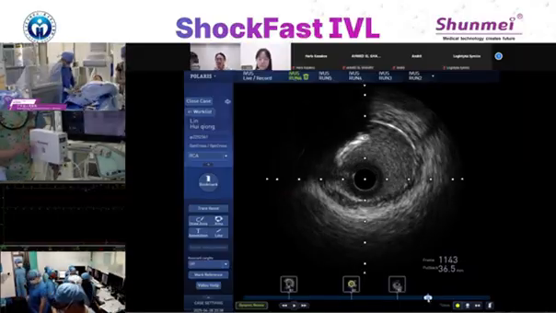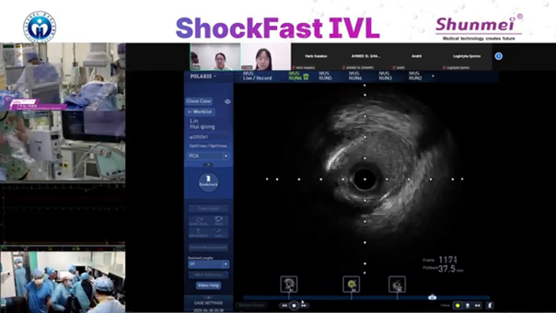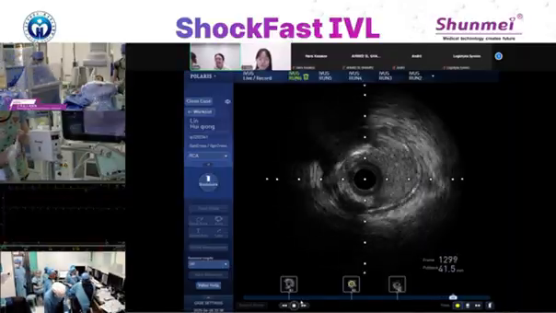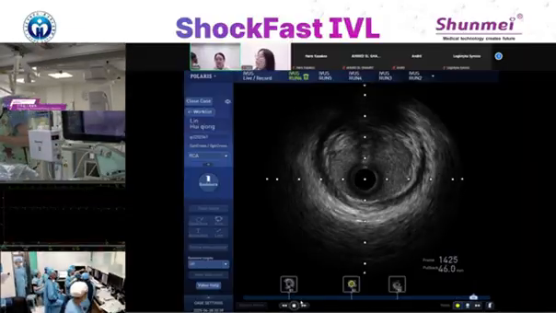So our Dr. Yang has just finished the second intervention procedure using our ShockFast IVL. Now we wait for Dr. Dong to perform another peripheral IVL procedure.